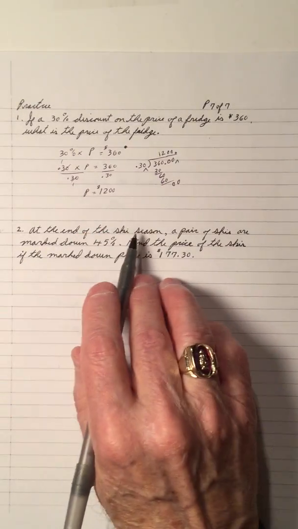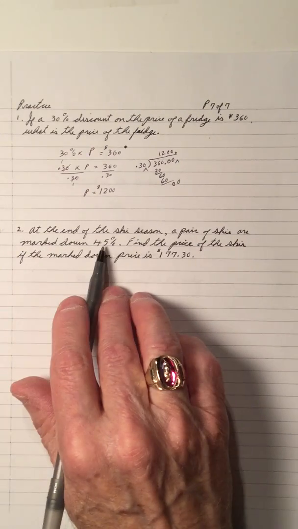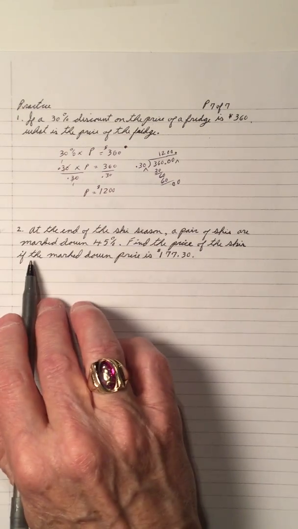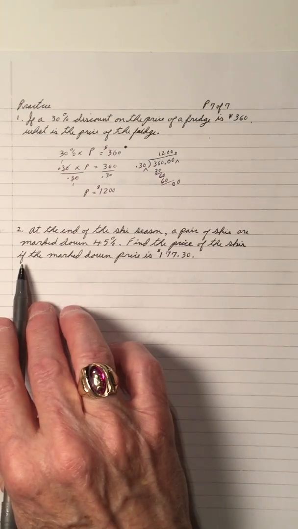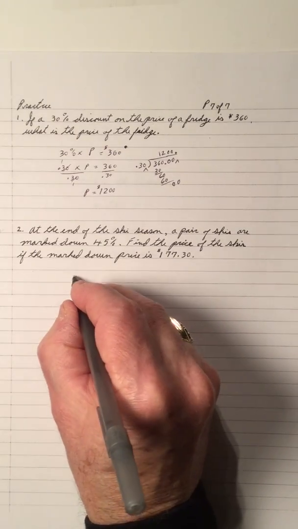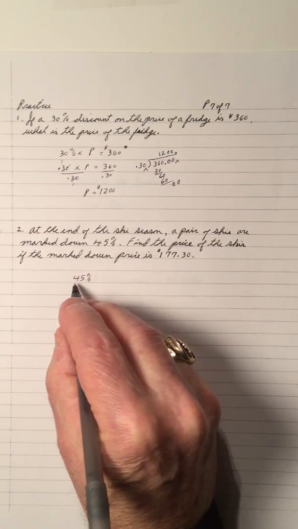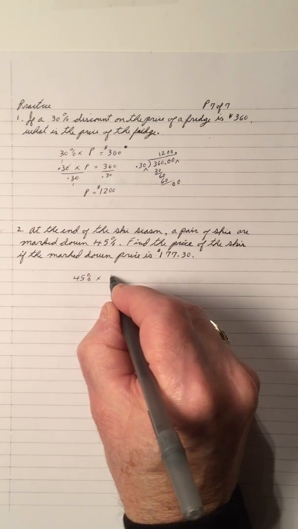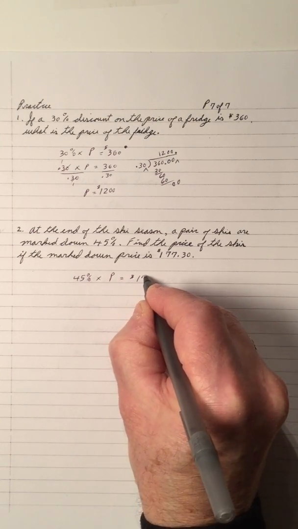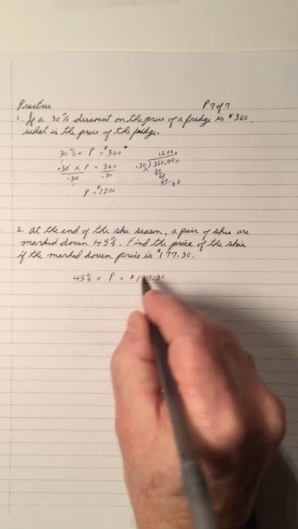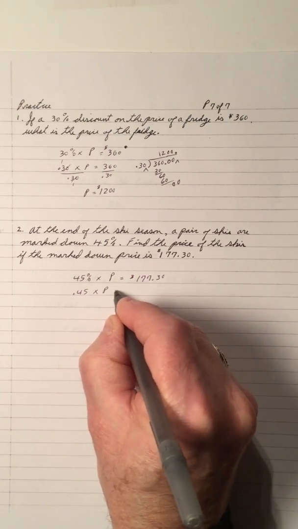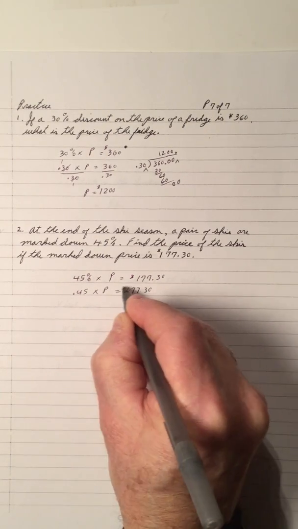And number 2, at the end of the ski season, a pair of skis are marked down 45%. That's the same as a discount. Find the price of the skis if the marked down price is $177.30. So 45% times the price of the skis, which we can call P or X, your choice, is the $177.30. So decimal 0.45 times the P is $177.30.